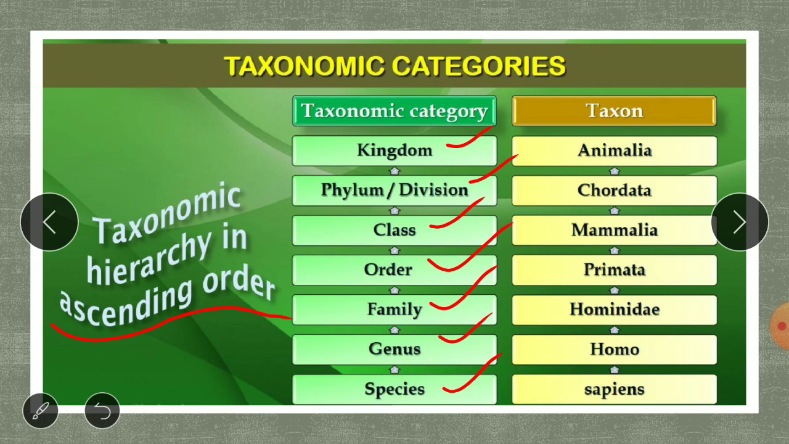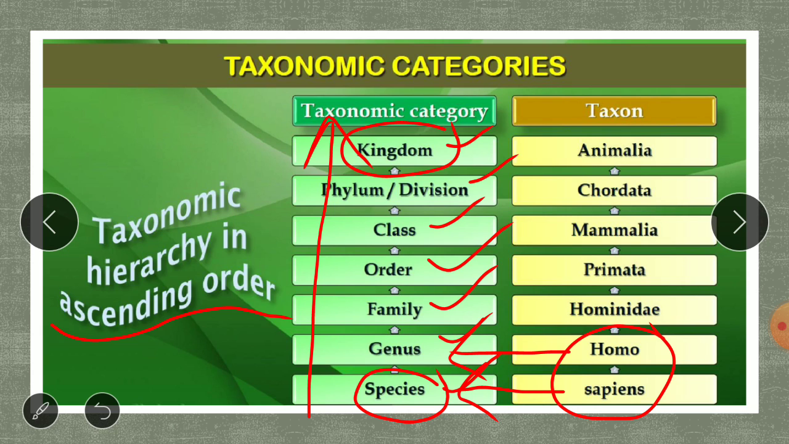In this way, these are arranged in ascending order, starting from the smaller category and coming to a larger category. You will understand by this example. Take the example of Homo sapiens. Homo sapiens is nothing but human beings. The scientific name, or binomial name, of human beings is Homo sapiens. In Homo sapiens, sapiens is the species name, and Homo is the genus name.